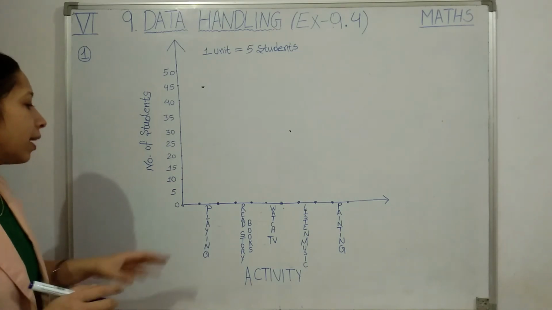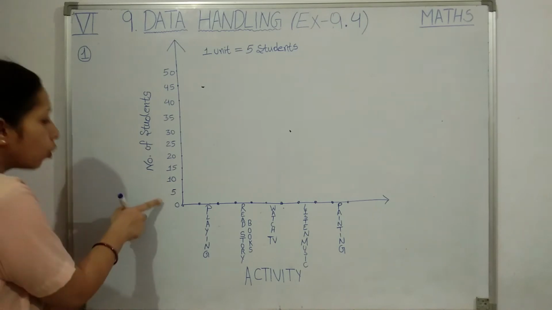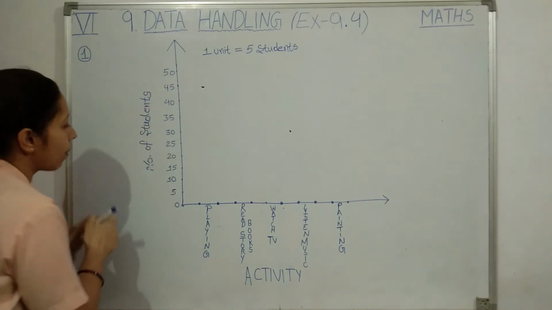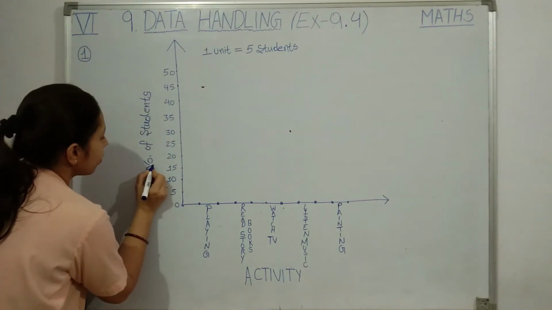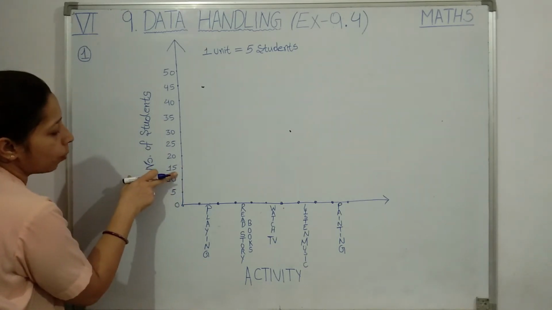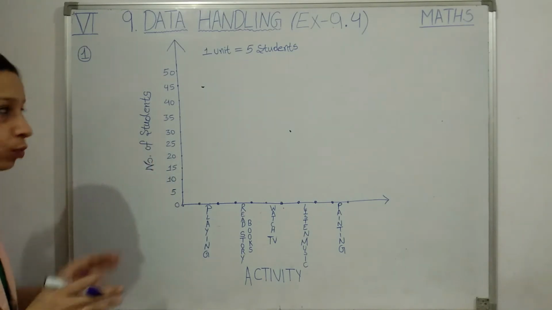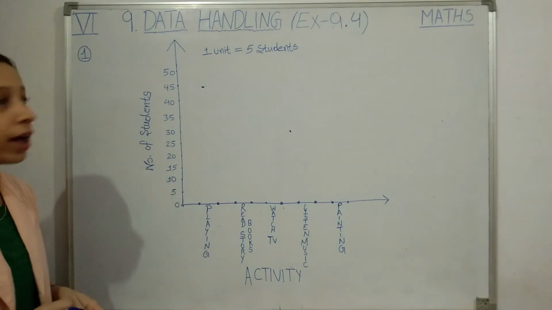Okay students. Now as we were leaving space here, we were leaving one box here. No need to leave space here. Directly you can mark. After 0, directly you can mark at the top of the box 5, then at the top of next box 10, then at the top of next box 15, like this. Okay students, so this is the structure of our bar graph.